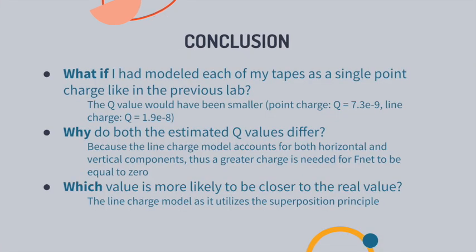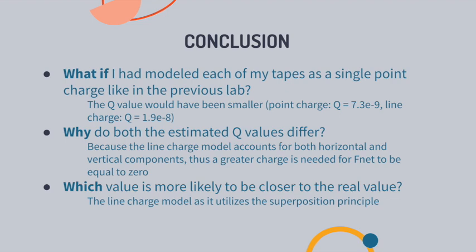To conclude, if I had modeled each of my tapes as single point charges like in Lab 1, I would have gotten a smaller value. With a point charge model, my Q value was 7.3 times 10 to the negative 9th, but with my line charge model, my Q was 1.9 times 10 to the negative 8th coulombs. These estimates differ because in a point charge model, the electric force due to the bottom tape points directly up since the top tape and bottom tape repel each other. However, in a line charge model, you need to factor in both horizontal and vertical components. Thus, more charge is needed to balance out force gravity, so force net is equal to 0.